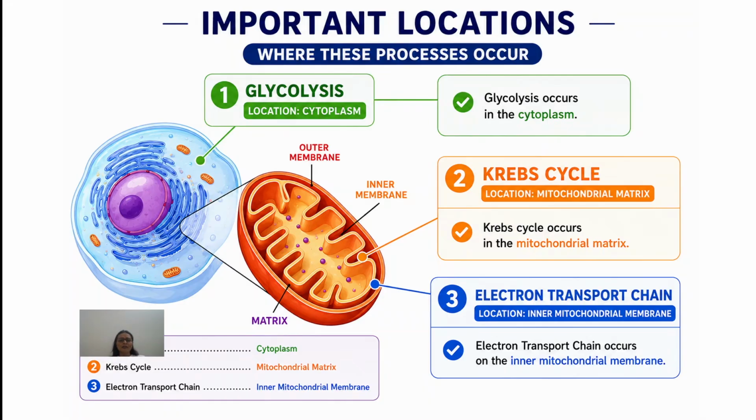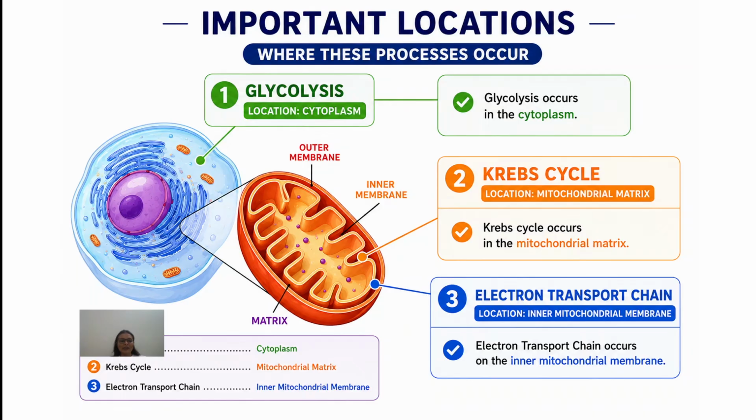How do you remember how this whole process occurs? What is the exact location? The glycolysis process occurs in the cytoplasm, right? Then the Krebs cycle occurs in the mitochondrial matrix. Then the electron transport chain occurs in the inner mitochondrial membrane, and this is a very important site you have to remember. This is important from an exam point of view.